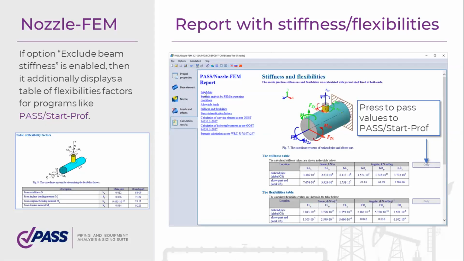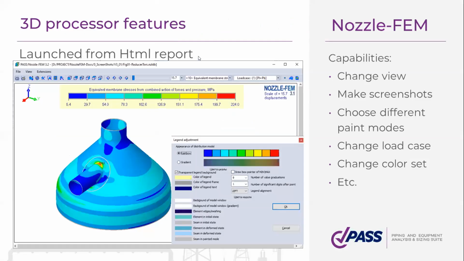This is the stiffness flexibility table. Again, you can do the same. With one click, you get this data, and by another click in START-PROF software, you insert this data as a non-standard piping support. And you have this kind of post-processor with which you can look at all details of your results, change view, make screenshots, choose different load cases, and look at where you have the biggest stresses, and so on. And also, of course, displacements.